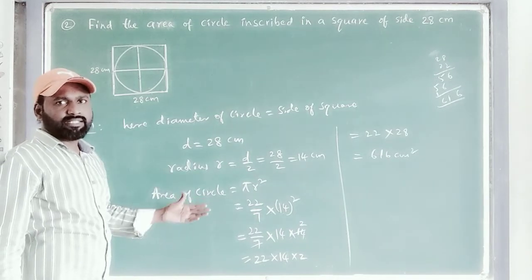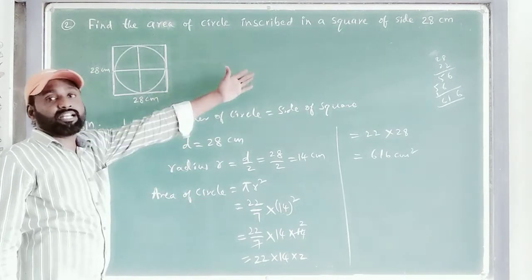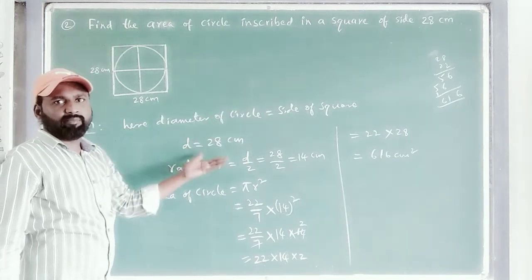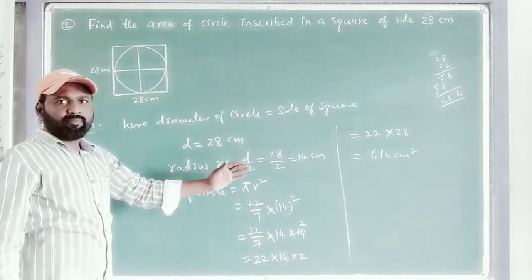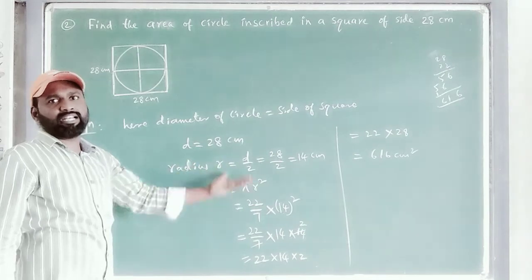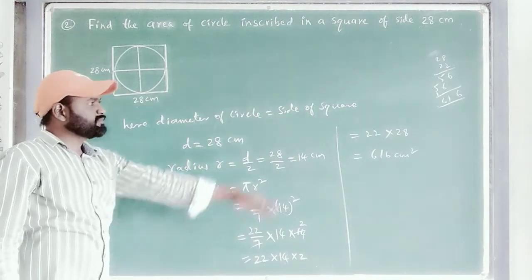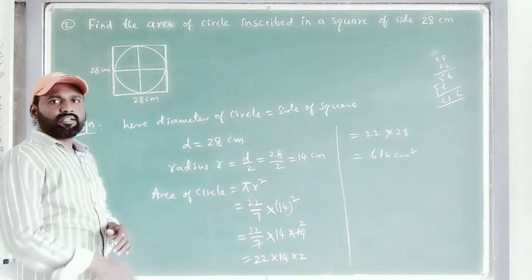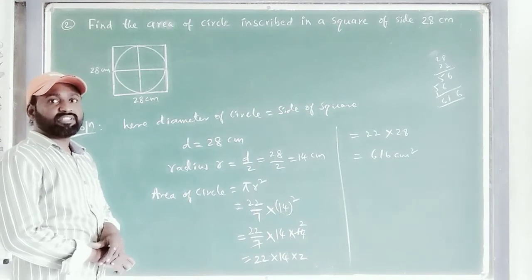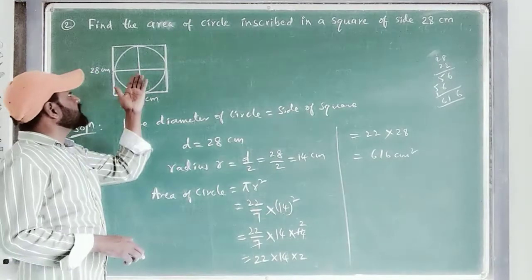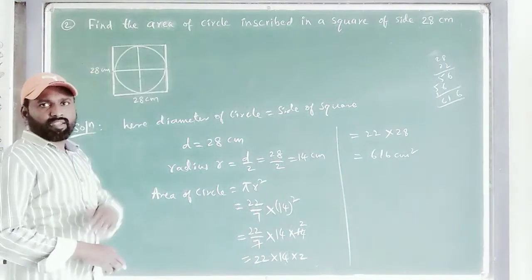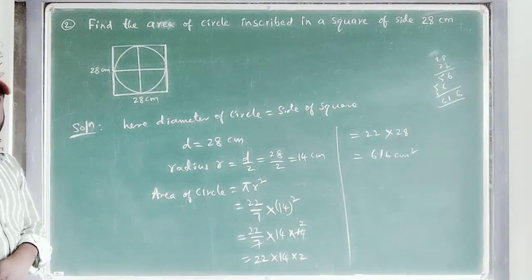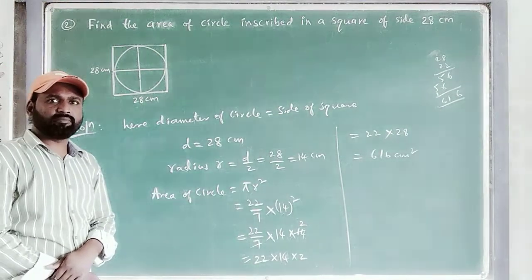So directly radius is not given in the question. Side of the square is given, which is equal to diameter of the circle. So from the diameter, if you make it into half, the radius will come. So by substituting and simplification, we got the answer 616 centimeters square, which is the area of the circle inscribed inside the square. Hope you all understood. Second question is over. Now let us move on to the question number 3.